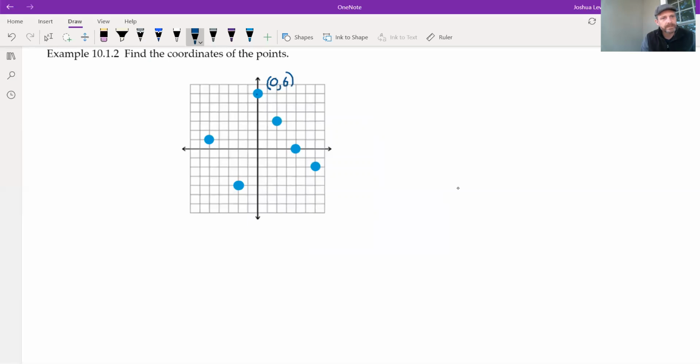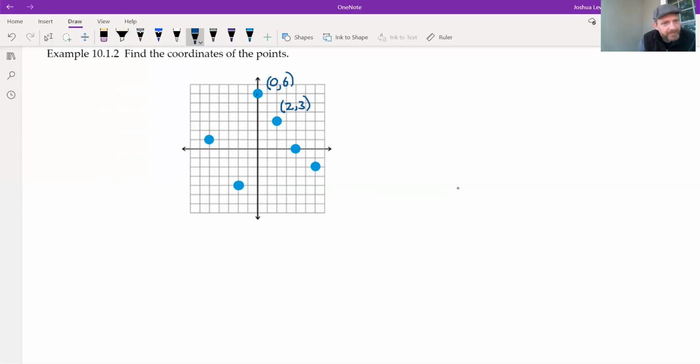How about this point? Well, from the origin, I'm moving right 2. And then up how far? 3. So that's (2, 3). You guys, pause it and try the rest.